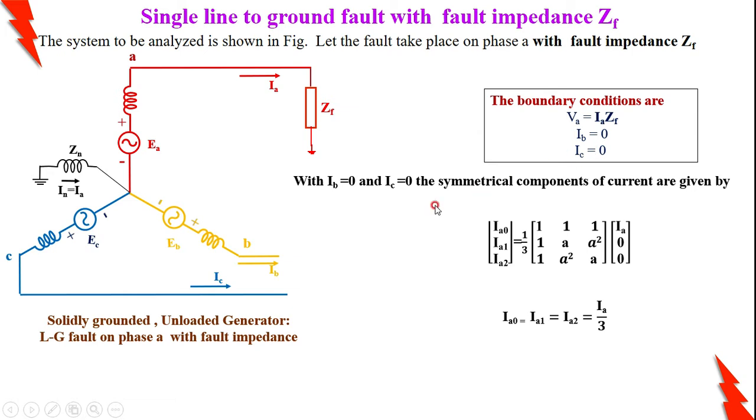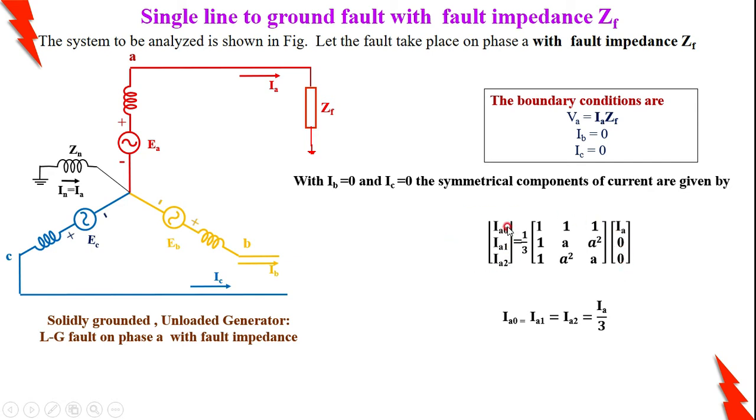Then these conditions I am using in the sequence currents, that is IA0, IA1 and IA2. I am putting IB is equal to 0 as well as IC is equal to 0 in this particular equation, because for a line to ground fault on one of the phases, the other two phase currents are 0. Therefore, I am substituting IB and IC equal to 0.